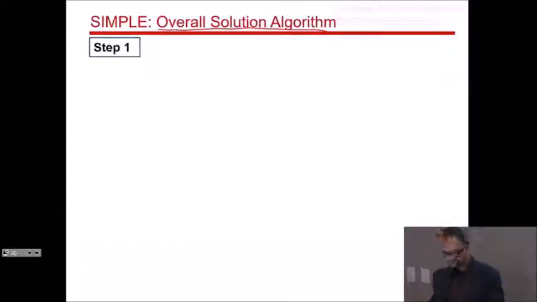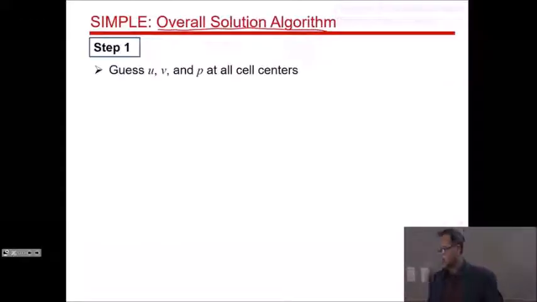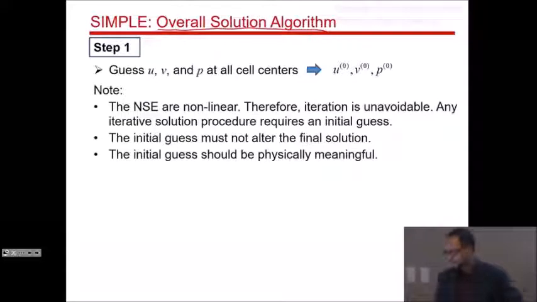So this is like a snapshot. So step 1 again, guess U, V, P at all cell centers. I've already told you this. And that's really nothing but U0, V0, P0 because my K equals 0 at that iteration. Now one thing, I'll get to that in a moment.